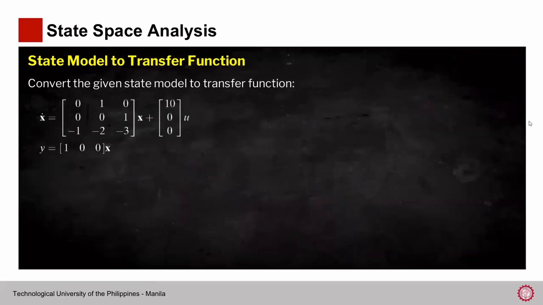Okay. Now we come to the last example, guys. This one is a little bit longer to solve because this is a 3 by 3 matrix. Look at this carefully, guys. It looks like a controllable canonical form, right?